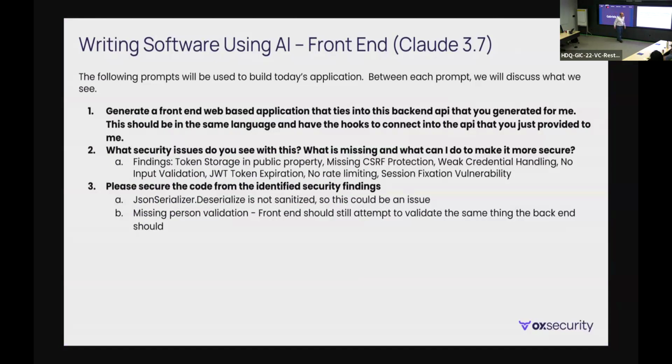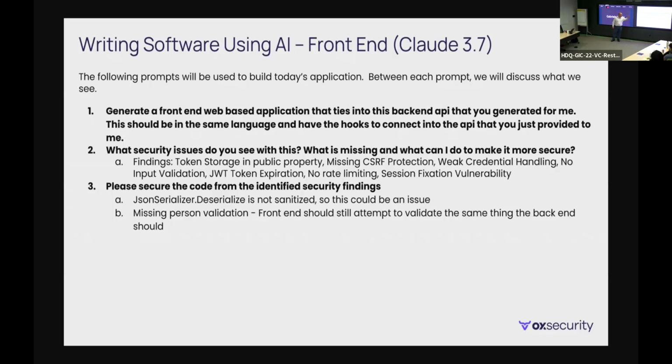All right. Generate a front end application that ties into the backend that you just generated for me. This should be the same language and have the same hooks to connect into the API that you just provided. So use all the API, tie it all together, do everything. We'll ask what security issues do you find? Again, same thing. Token storage from public property, missing CSRF, weak credential handling, and on and on. And we'll even say, please secure it.